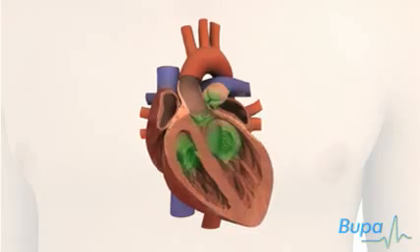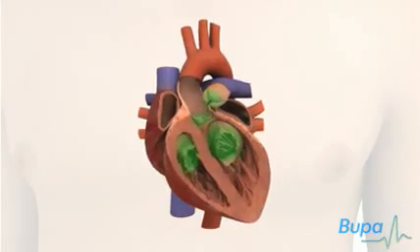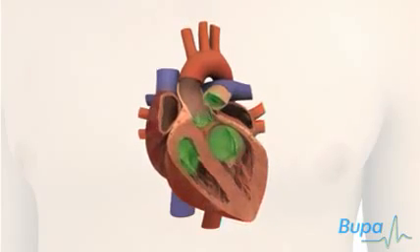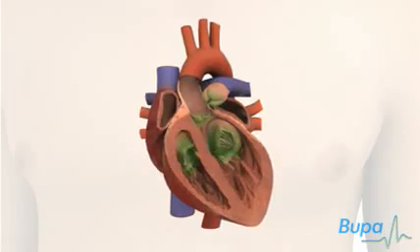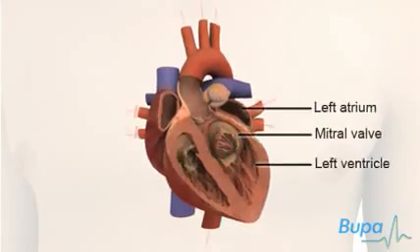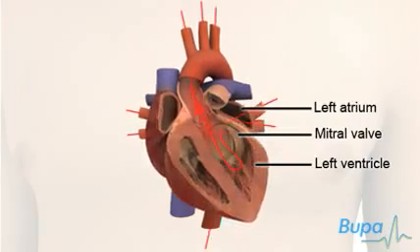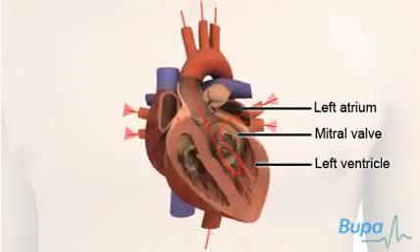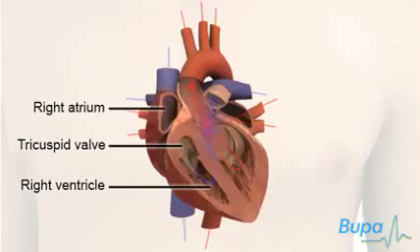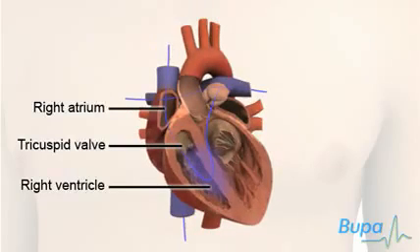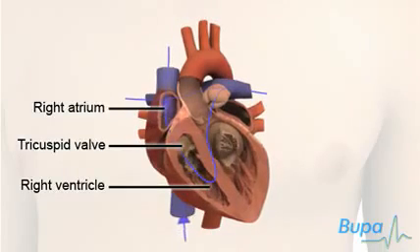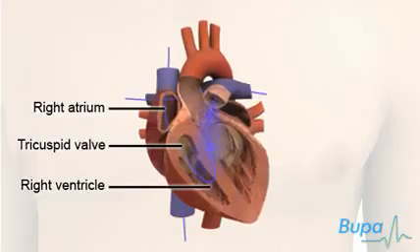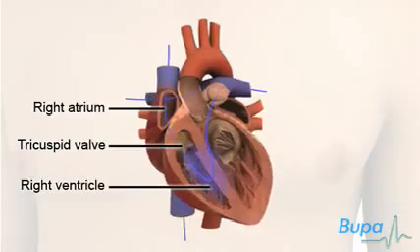A valve lies at the exit of each chamber. The valves ensure that blood flows in one direction only. The left atrium lies above the left ventricle. The 2 are separated by a valve called the mitral valve. The right atrium is above the right ventricle. These 2 chambers are separated by the tricuspid valve.